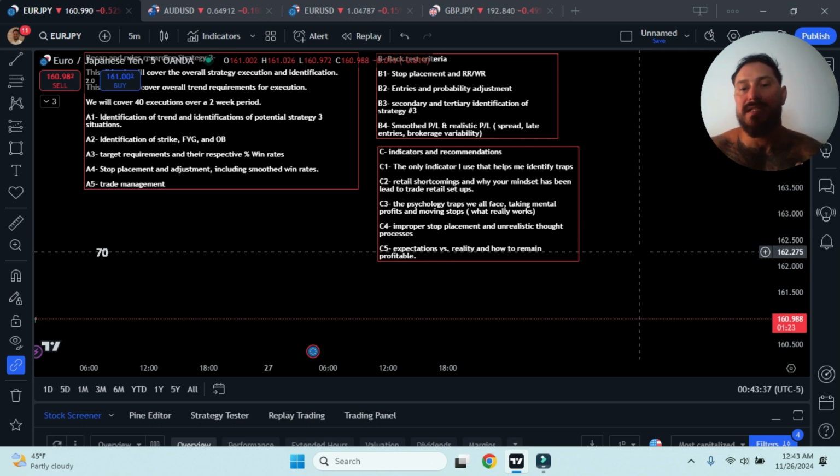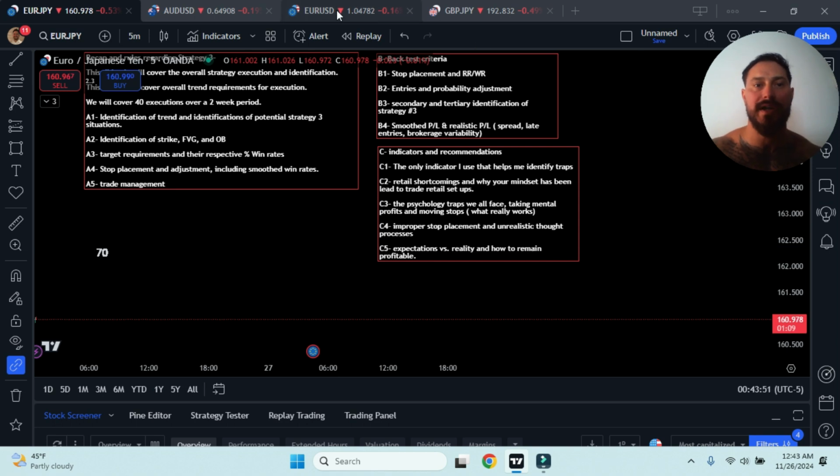C4, improper stop placement and unrealistic thought processes. A lot of people are baited by the money. However, improper stop placement means you are using very tight stops. If you do not over leverage and you have a larger stop, like I'm showing you with this strategy, I will usually just put a stop in on a 1-to-1 and let it work itself out.